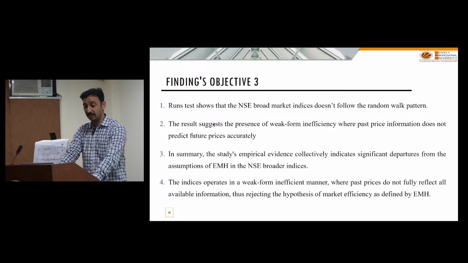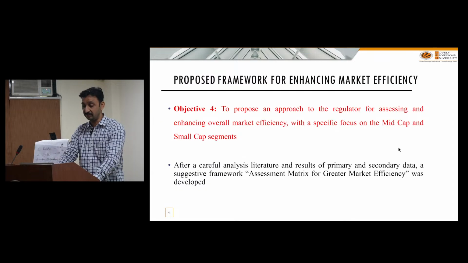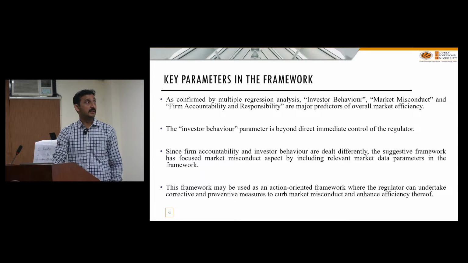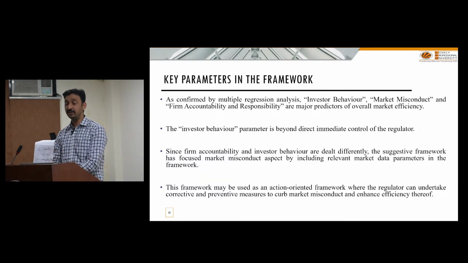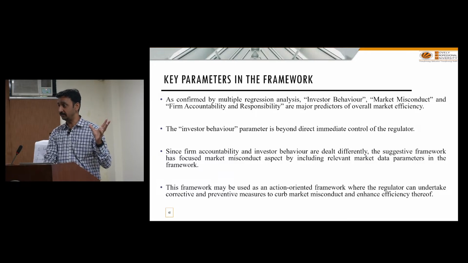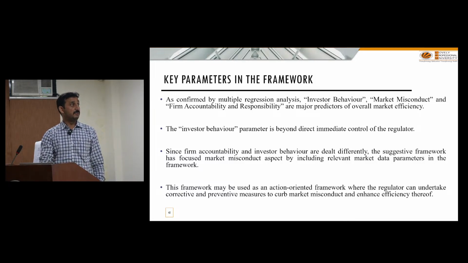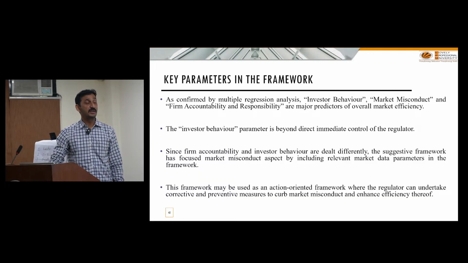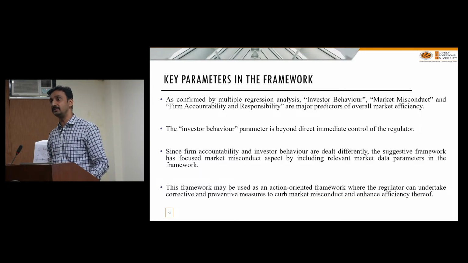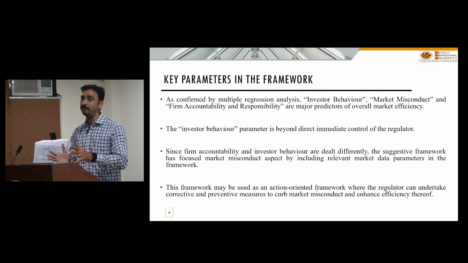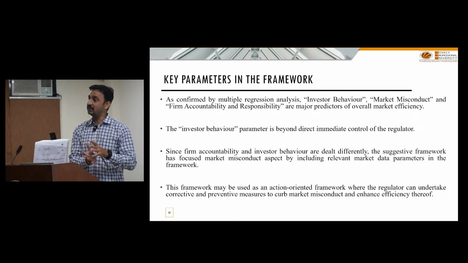After careful analysis of the literature and the results of the primary and secondary data, a suggestive framework, an assessment matrix for greater market efficiency, was developed. As we know, investor behavior, firm accountability and market misconduct are three factors which we identified as having a strong correlation with market efficiency, based on my objectives. But the investor behavior parameter is beyond direct and immediate control. Investor behavior is something which can change or build with time.